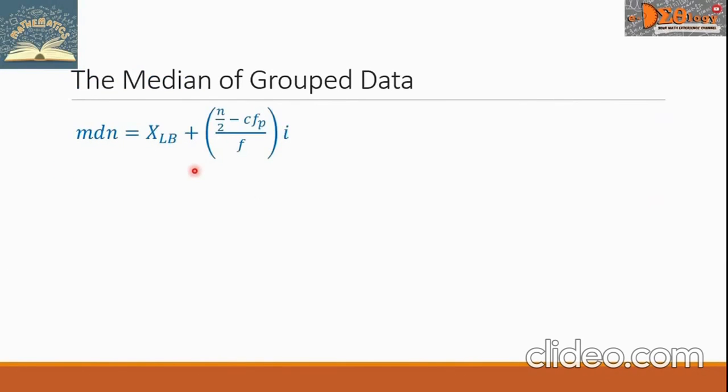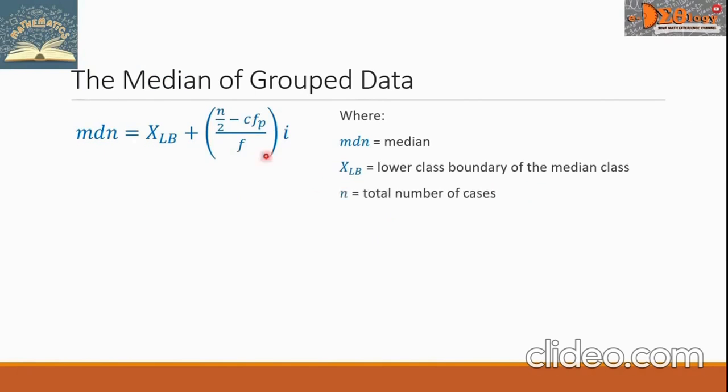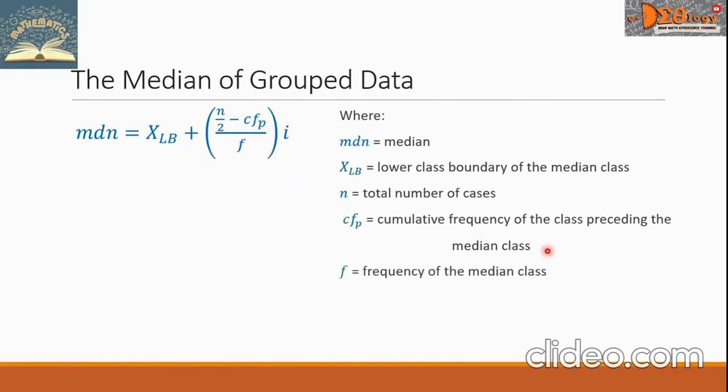This is the formula for the median of grouped data. The MDN means median. This XLB is the lower class boundary of the median class. In here, the N is the total number of cases. This CF sub P means cumulative frequency of the class preceding the median class. This F is the frequency of the median class. And the I is the class width.